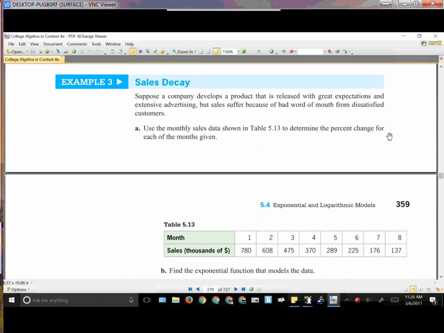Now it says, suppose a company develops a product that is released with great expectations and extensive advertising, but sales suffer because of bad word of mouth from dissatisfied customers.